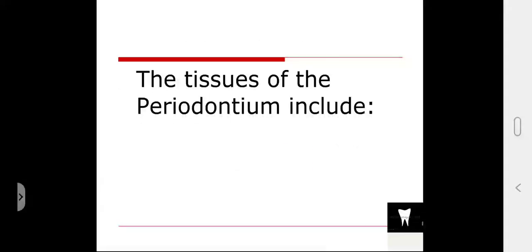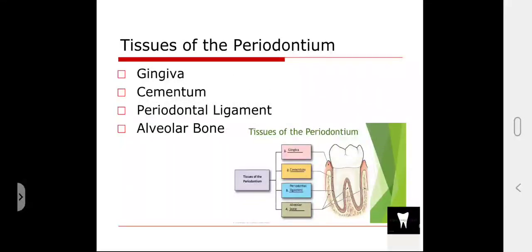The tissues of the periodontium include four main areas. It would be the gingiva, the cementum, the PDL or periodontal ligament, and the alveolar bone. And you see them pictured on the bottom right in this diagram. What's important about this is that you see how they're all closely integrated together.